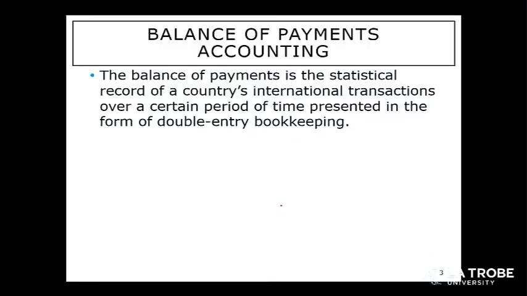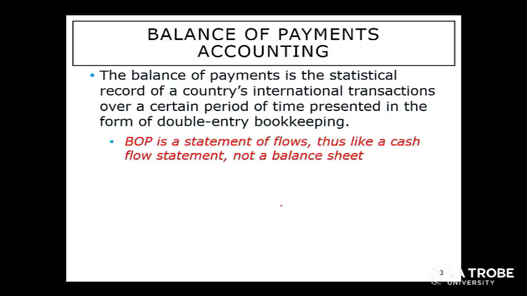As we mentioned before, the balance of payments is a way that countries keep track of transactions in and out of the country. This is to record the country's international transactions over a certain period of time, normally a quarter or a year, right? The balance of payments follows double entry bookkeeping, meaning that for every transaction you will have two different entries, one credit and one debit.